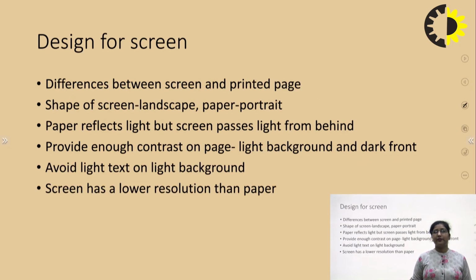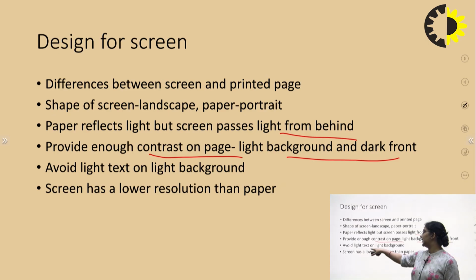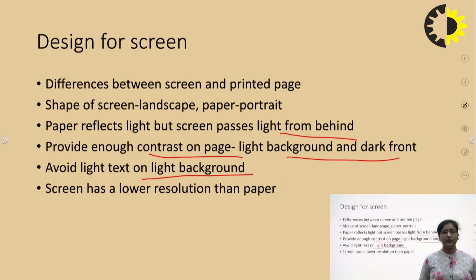Now, what is the difference between a screen and a printed page? The shape of the screen, whether it is landscape or portrait, matters, because paper reflects light. But what happens with the screen? The screen passes light from behind. That is another issue. We should provide contrast on the page, that is a light background and dark font. After that, avoid light text on a light background. So these are the few points that need to be taken care of.